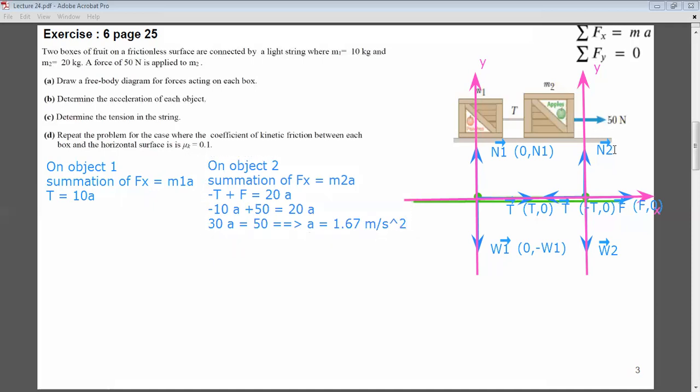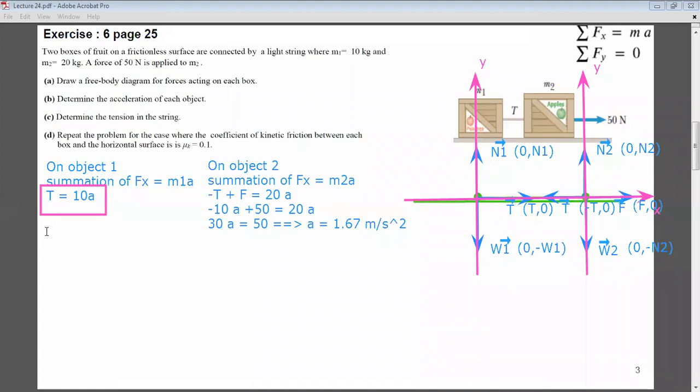Just I want to put here, this is 0 and this is 0. Okay, so I determined the acceleration of each object using two equations and two unknowns. Then determine the tension in the string. To determine the tension, I can use this formula now.